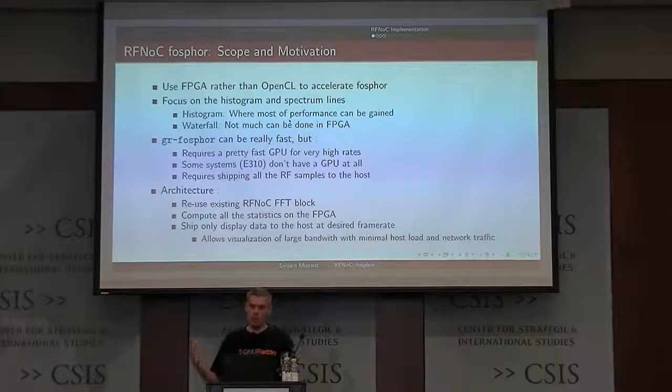What's the general architecture? Of course, I didn't implement windowing or the FFT, since RFNoC already has blocks for that, and I just reuse those because it's what RFNoC is all about. It's just reusing stuff and plugging them together. So I just take pre-FFT data as input, and I compute all the statistics for the histogram inside the FPGA itself. And what gets sent to the host is only the strict amount of information that's necessary to draw the display.